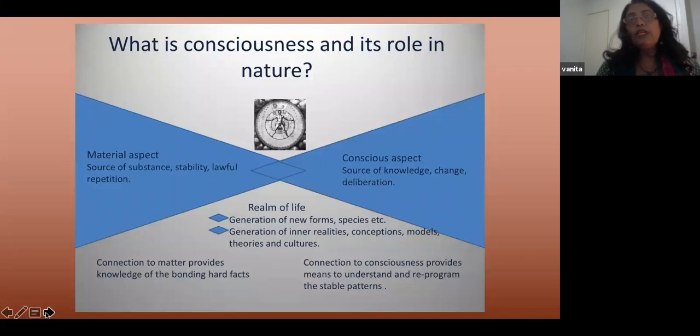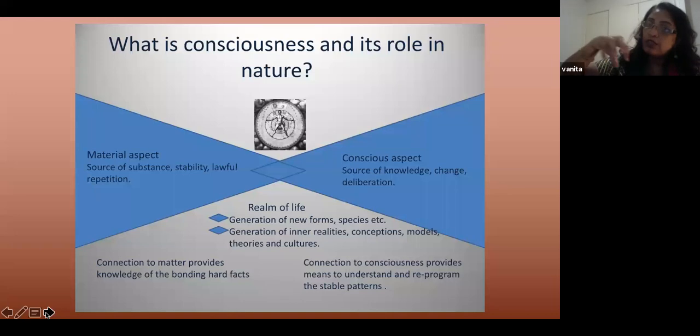So what is consciousness and its role in nature? Consciousness in the material aspect is the source of substance, stability, lawful repetition, and in the conscious aspect, the source of knowledge, wisdom, deliberation. What you interpret through your buddhi, the mind, you make a source of knowledge, and you gather all that knowledge and come to a diagnosis or an analysis.